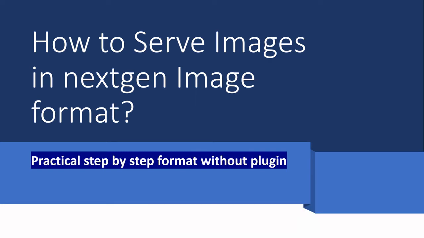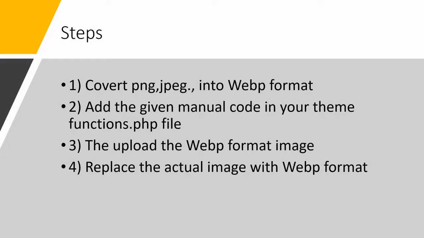How to fix serve images in Nextgen image formats. Let's see the step-by-step practical method without using a plugin. Basically, these are the four steps we are going to apply on our website. First, we want to convert the PNG or JPG file to Webp format. Next, we are going to add some manual code which supports uploading a file in Webp format. You are adding the manual code in your theme functions.php file. And next we have to upload our Webp format image file, and replace the whole image with the Webp format. So these are the steps we are going to follow.